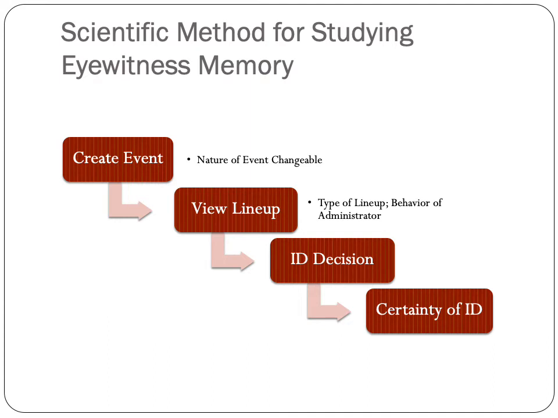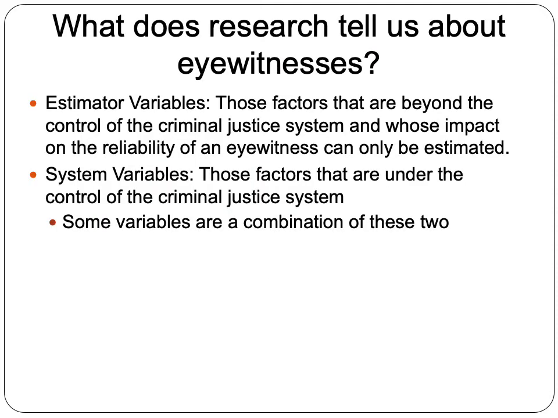In looking at that, we again go back to this idea of the scientific method for studying eyewitness memory, and we see that we can create events, for example, that affect encoding or storage. We can create lineup issues that might interact with storage or retrieval, in studying eyewitnesses. So, what does research tell us about eyewitnesses? First of all, it tells us that there are 2 different kinds of variables: estimator variables and system variables. Estimator variables are those factors that are beyond the control of the criminal justice system and whose impact on the reliability of an eyewitness can only be estimated. We can't actually know for sure how much these things affect stuff, we can only estimate.